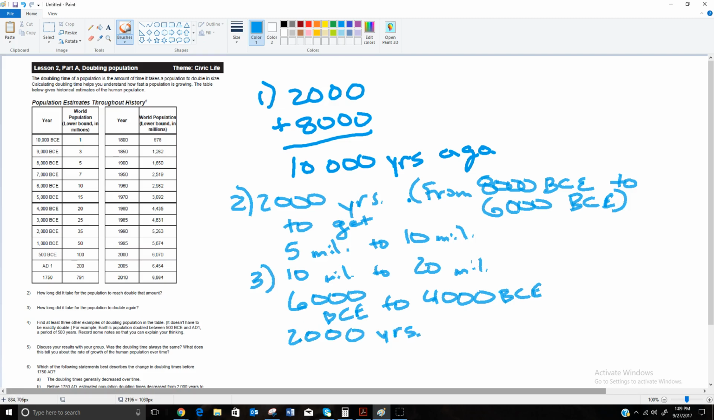Okay, so the next question says, find at least 3 other examples of doubling population in the table. Now, it specifies here that it doesn't have to be exactly double. For example, Earth's population doubled between 500 BCE and AD 1, which was a period of 500 years. And it does not have to be exactly double. So if we pick a number over here, these are some more unusual numbers because they're more accurate estimates, we're not going to find something that's exactly double that. So we're just going to look for things that are close to double.